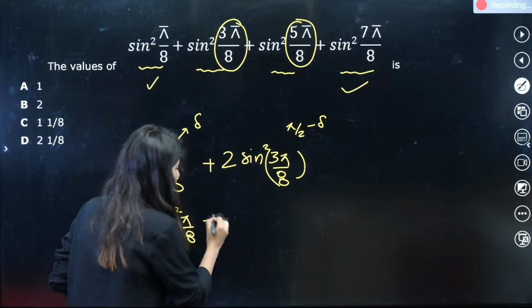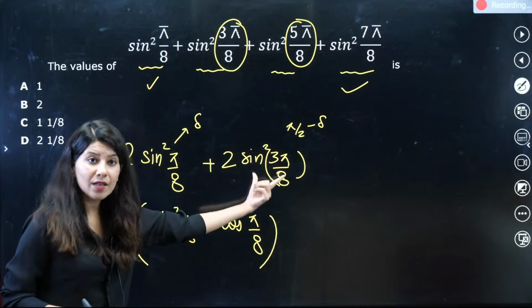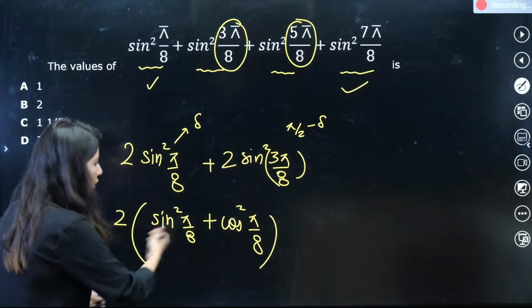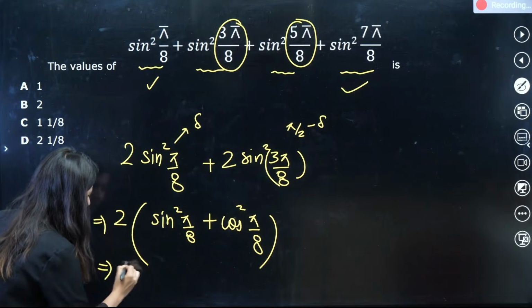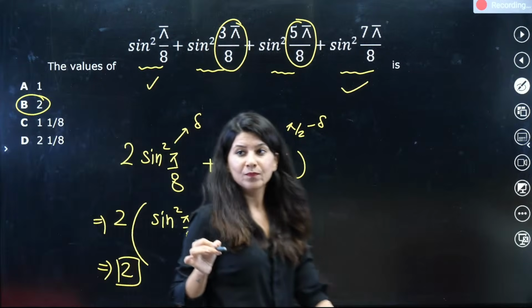What about this? This is cos square pi by 8. Yes. So sin square 3 pi by 8 and cos square pi by 8, both values will be the same because both are complementary. Now can you clearly see the correct answer is absolutely 2. Very easy question. Option B is absolutely right.